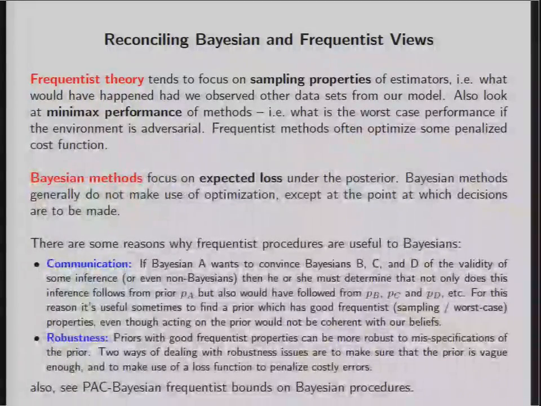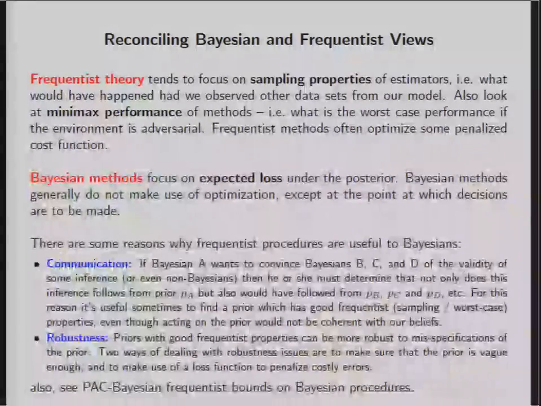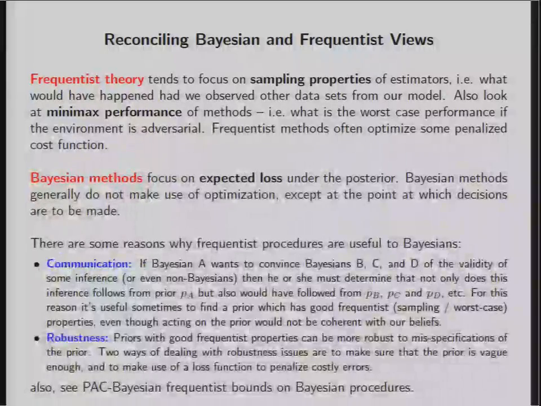Moreover, priors with good frequentist properties sometimes can be very robust to misspecification. In other words, they'll spread their probability mass more than other, more informative priors, and in that way be robust to observing data that you really were not expecting at all. Okay. Questions about that?